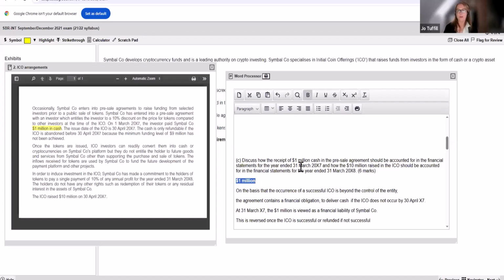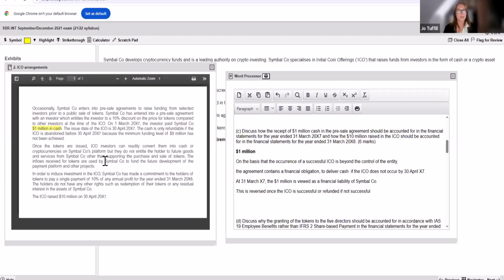Okay. The next bit is the 10 million. So let's now look at the 10 million. Once the tokens are issued, investors can readily convert them into cash or cryptocurrencies, but they do not entitle the holder to future goods and services other than supporting the purchase and sale of tokens. So it's not revenue, okay? Now, the inflows received for the tokens are used to fund future development of the payment of the practice platform. So it's income for future development of the practice platform. That's what they're using it for. Going down, it says that they've made a commitment to the holders of the tokens to pay a single payment of 10% of annual profit for the year. But the holders, which is the key term here, the holders do not have rights such as redemption or any residual interest in the assets of Symbol. And they raised 10 million.